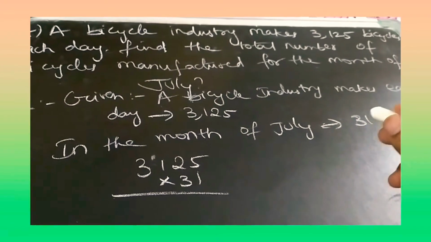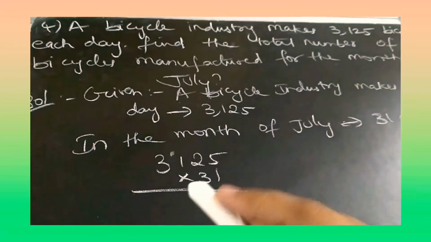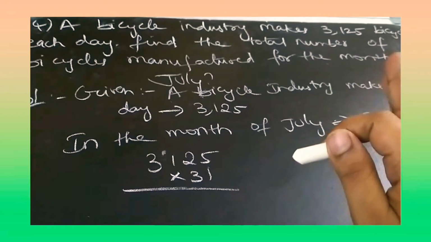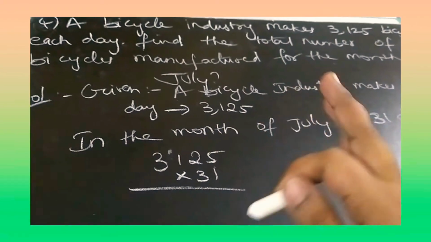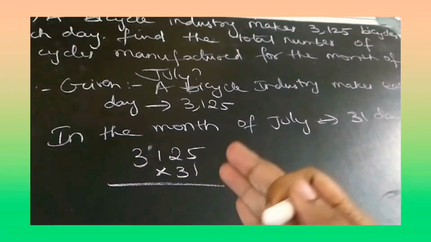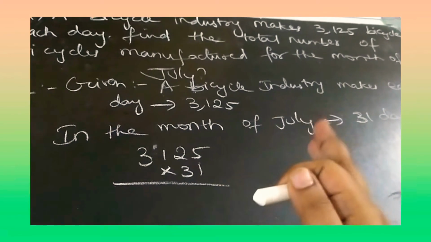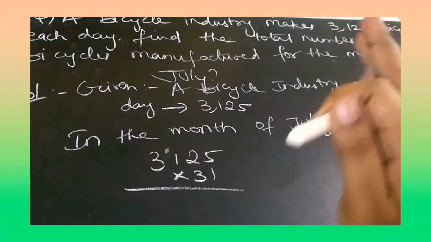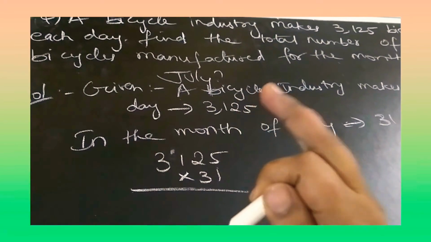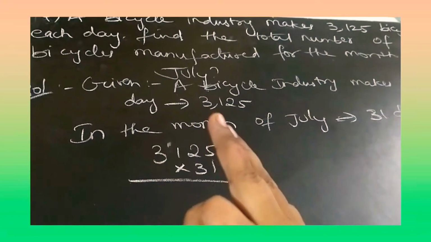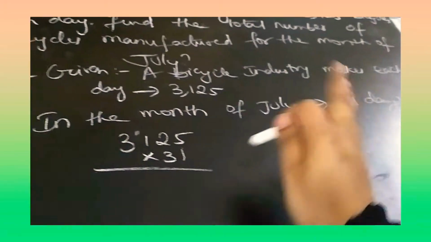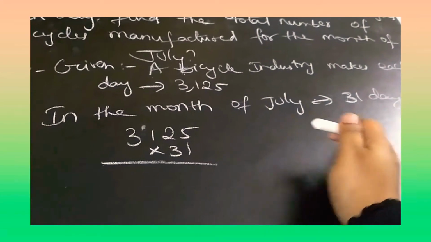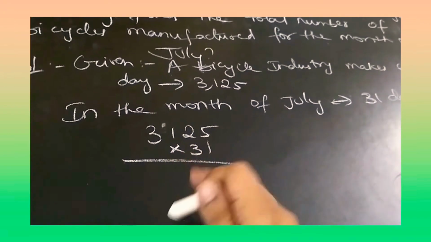A bicycle industry makes 3,125 bicycles each day. In each day, how many bicycles does the bicycle industry make? 3,125. Find the total number of bicycles manufactured in the month of July. In July, how many days are there? 31 days. So we have to multiply 3,125 with 31. So 3,125 into 31.